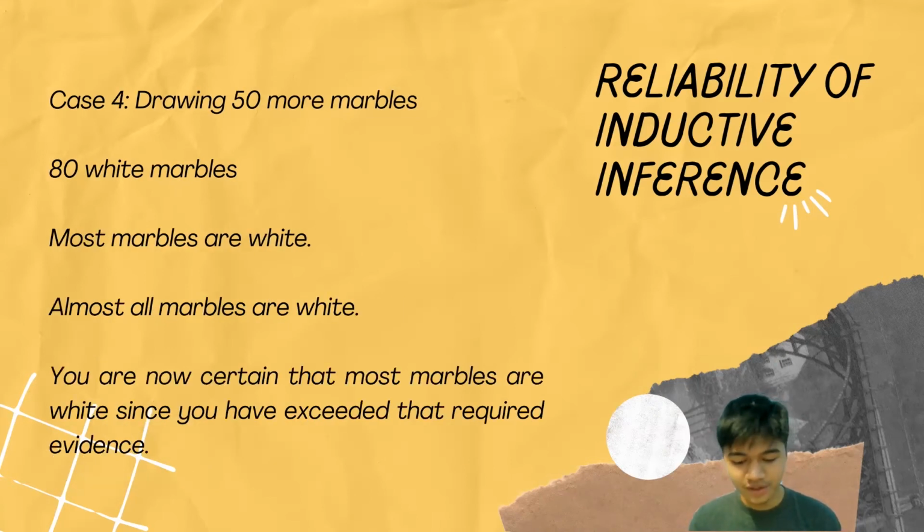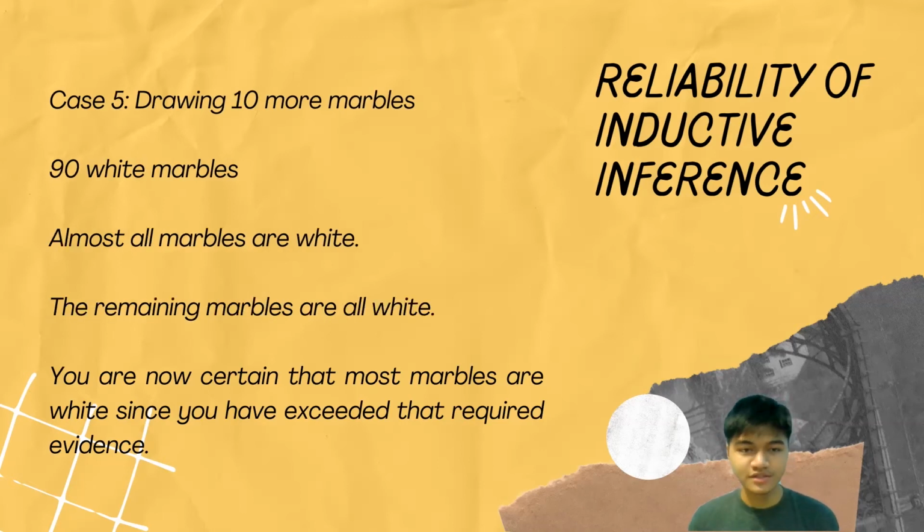And for our case 4, we have drawing 50 more marbles, and this gives you 80 white marbles, and your general conclusion is most marbles are white, and your inductive inference is almost all marbles are white. You know now that most marbles are white since you have exceeded the required evidence. And case 5, drawing 10 more marbles. This gives you a total of 90 white marbles, and your general conclusion is almost all marbles are white. And from that, you can infer that the remaining marbles are all white.